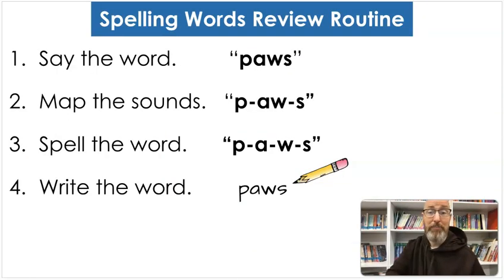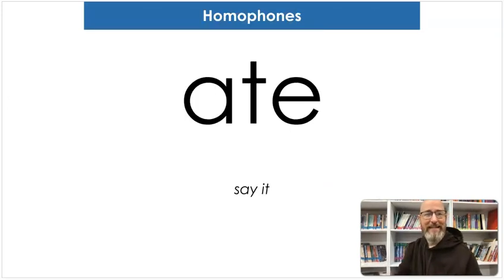We're going to go through our same process as before. We're going to say the word, map the sounds, tap them. We're going to spell it, we're going to smash it, and then we're going to write it. I did put the homophones together this week, so you'll be able to see them side by side and know how they're different. Are you ready? Let's get started. Our first word is ate.